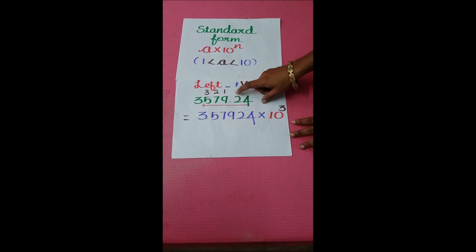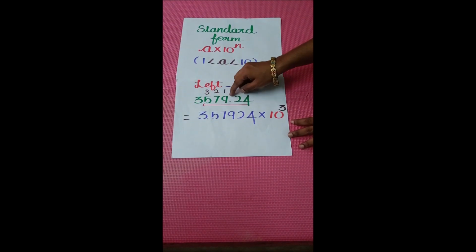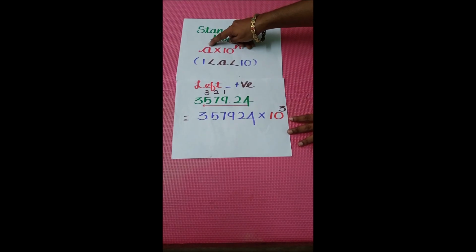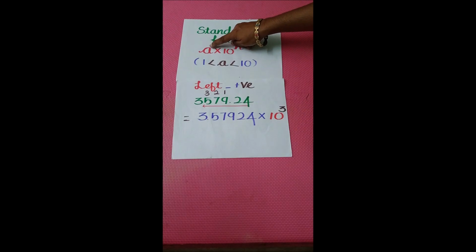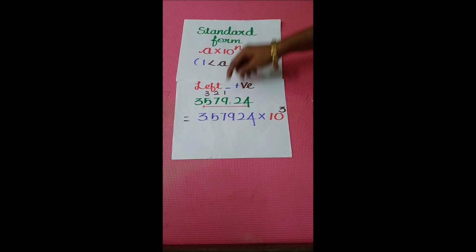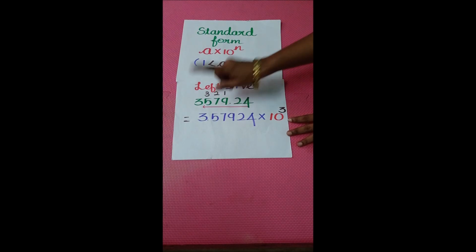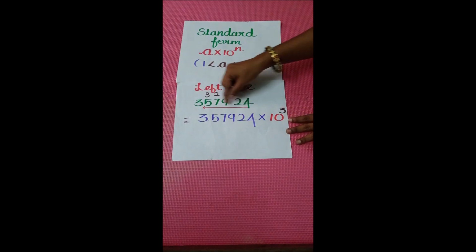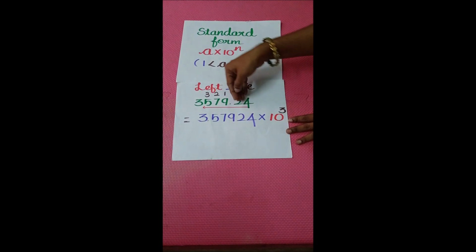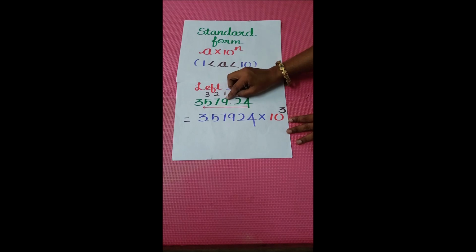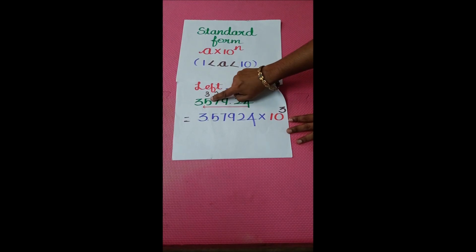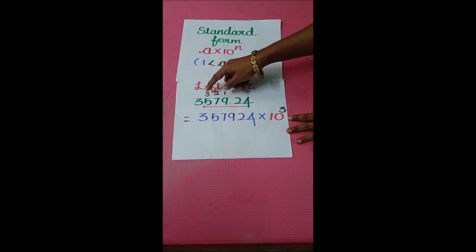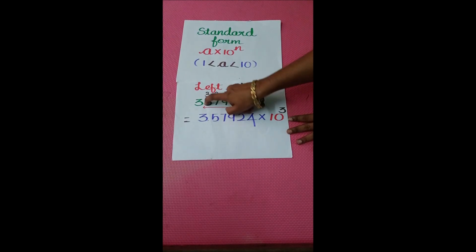As we already saw in this example, 3579.24. Here they have asked you to change it to standard form as A into 10 to the power n. So you have to move the decimal point to a single place, and a single place indicates a value from 1 to 9. So we are moving to where? The decimal point is here, so we are moving to the left side of the decimal. How many places are there? 1, 2, 3. So you are moving 3 places. Now we are moving the decimal point to this place.